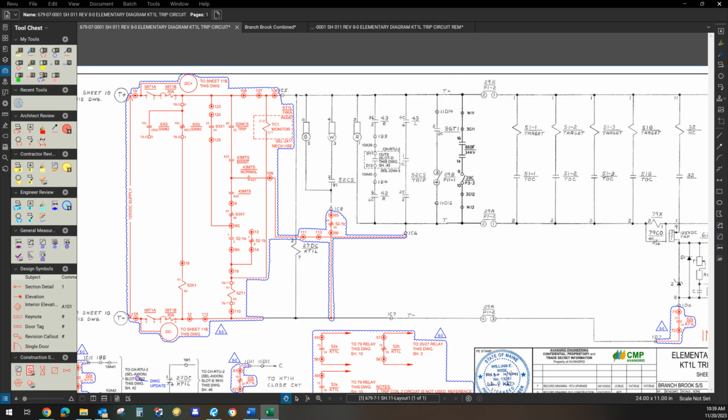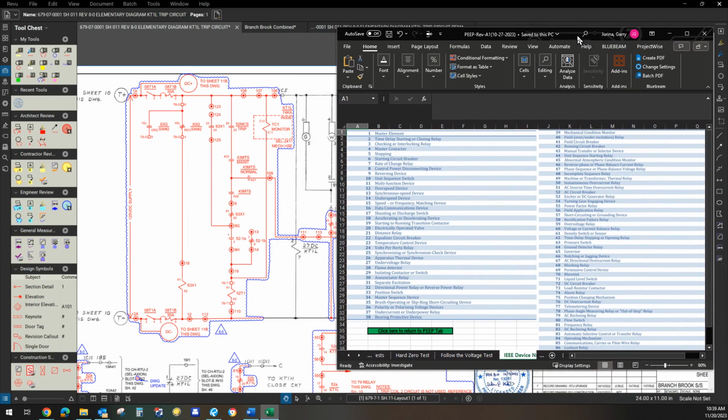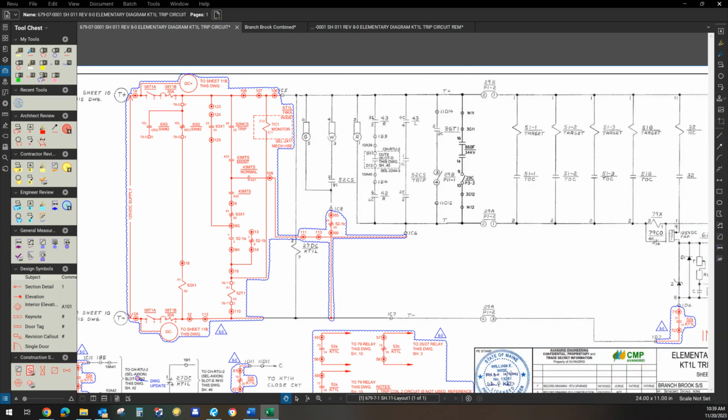86, what's an 86? Go back over here. 86 is lockout relay. So every time you see 86, you know it's a lockout relay. The T typically will represent, you have to look at another drawing or within the legend, but in this case, the T represents a transformer.